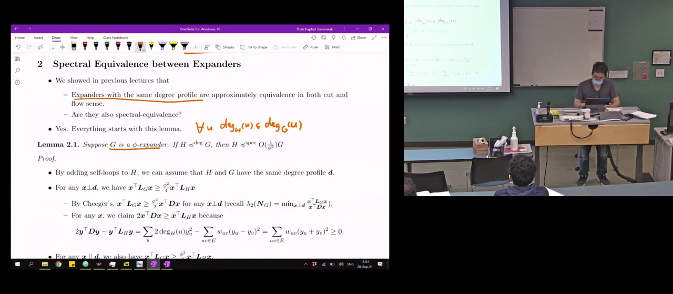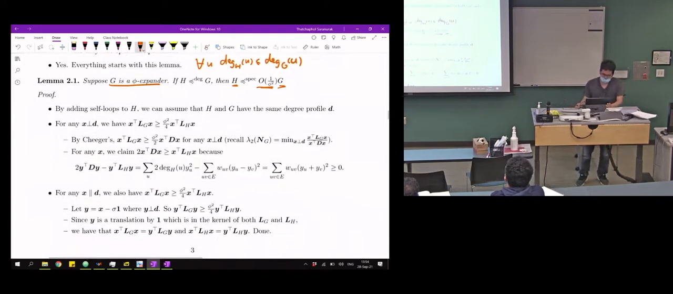Then, just by doing this, we want to show that H should be less than G in the spectral sense too. Not just for all cuts now, but for all vectors X, you have that this is true. Okay. So how do we show this?